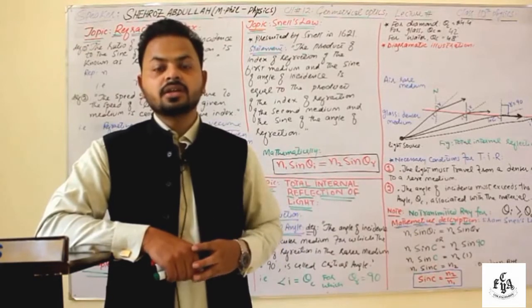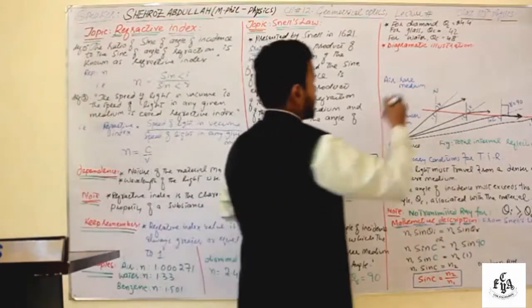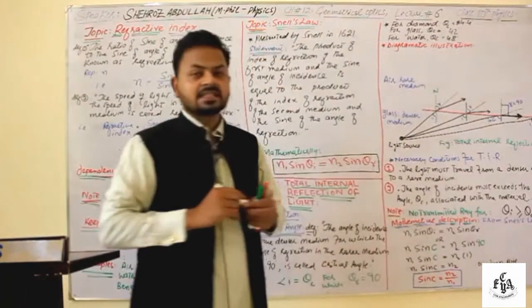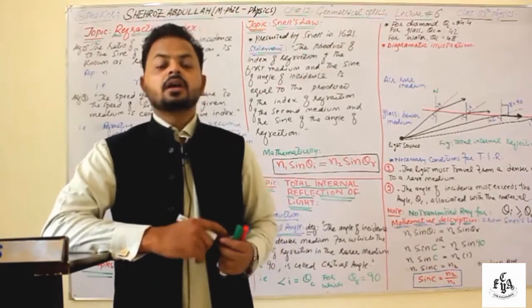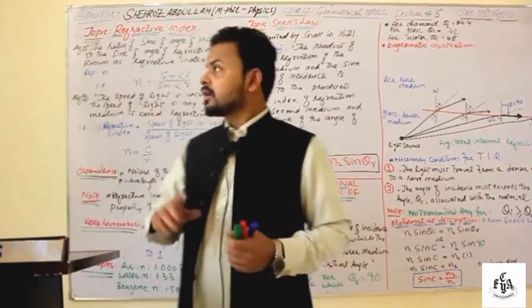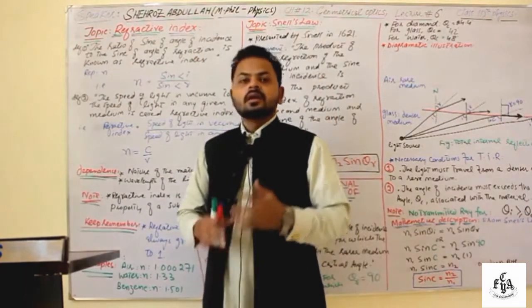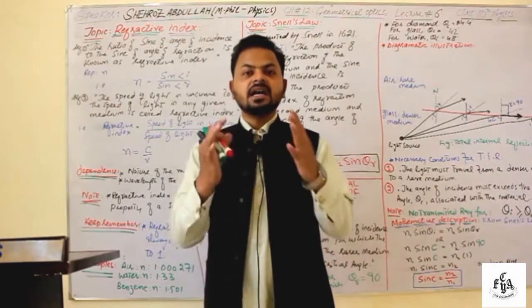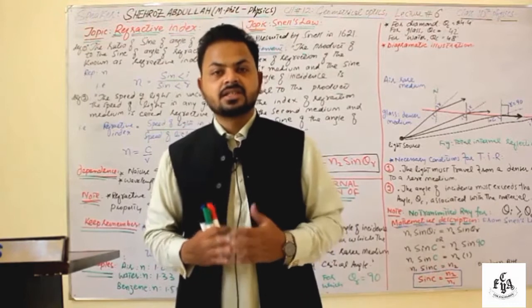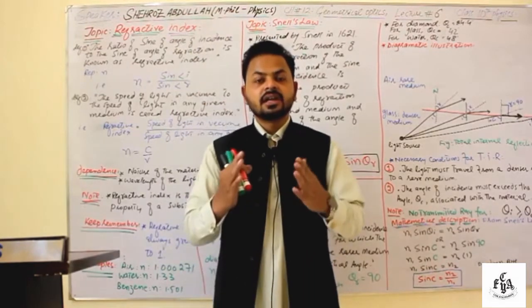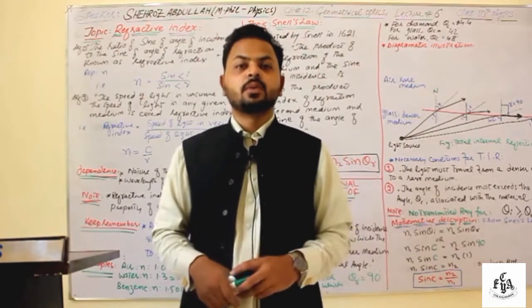Now today we are going to discuss lecture number 6. This is lecture number 6, class 10th, physics, chapter number 12, geometrical optics. Now we are going to start with refractive index. Look, refractive index is a ratio between sine of angle of incidence to sine of angle of refraction. Refractive index is represented by a small n.